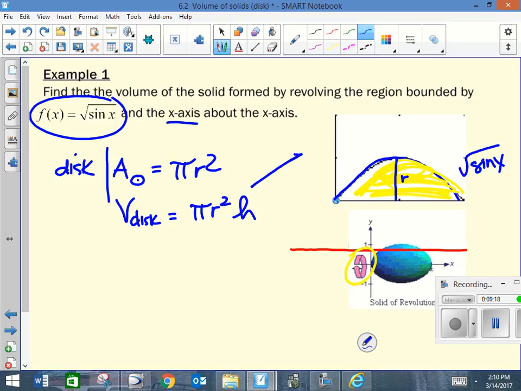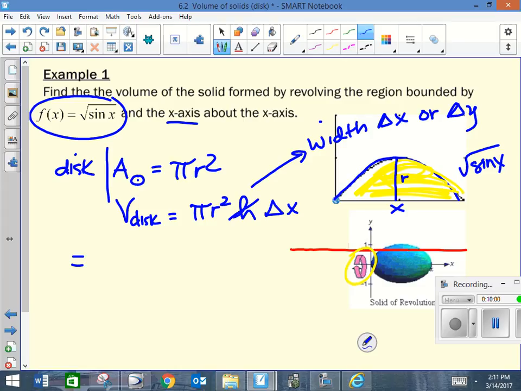The h, remember, is the width, and that is in terms of x or y. Which one is it? That's right, very good, Sarah. Whatever it's perpendicular to the axis of revolution has to be perpendicular to the radius. So here we go. All these then is change in x. We hit the x-axis, so we're going to do change in x.